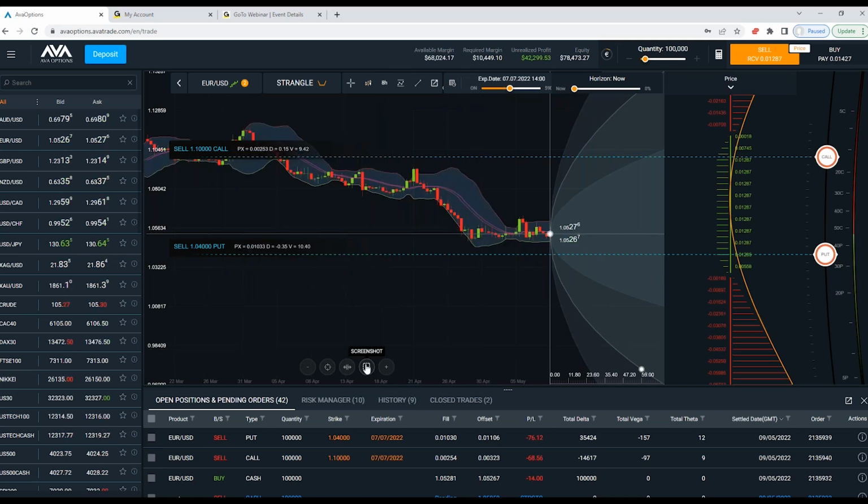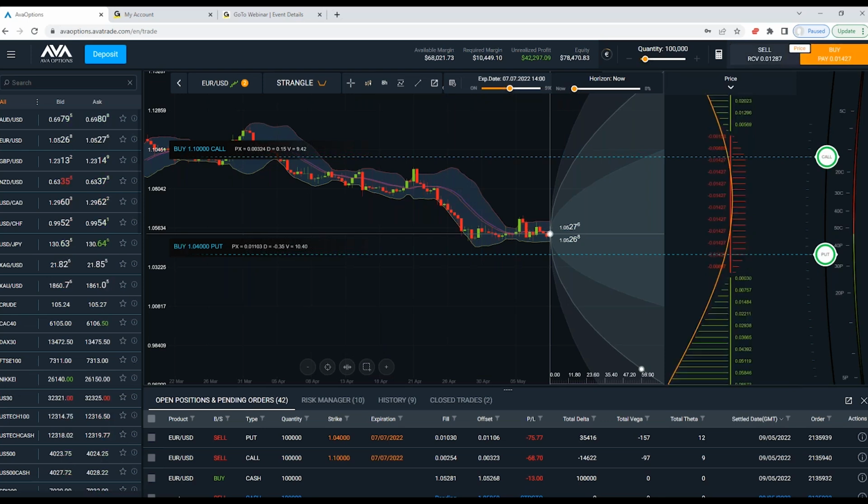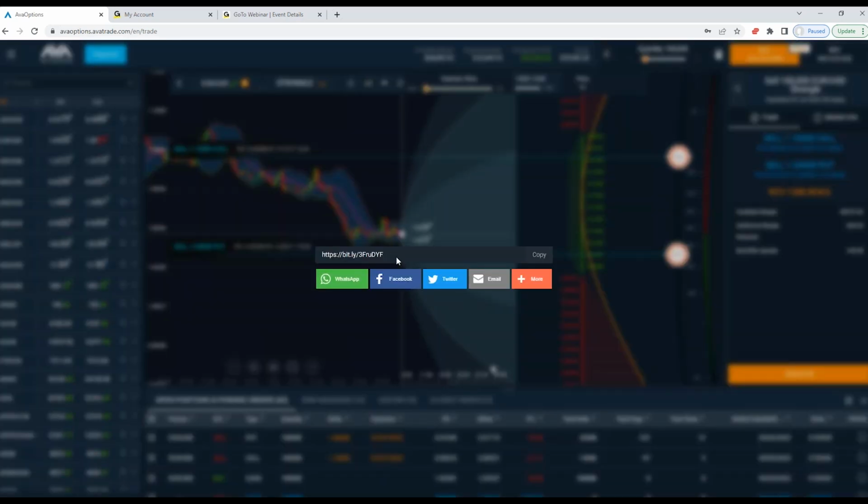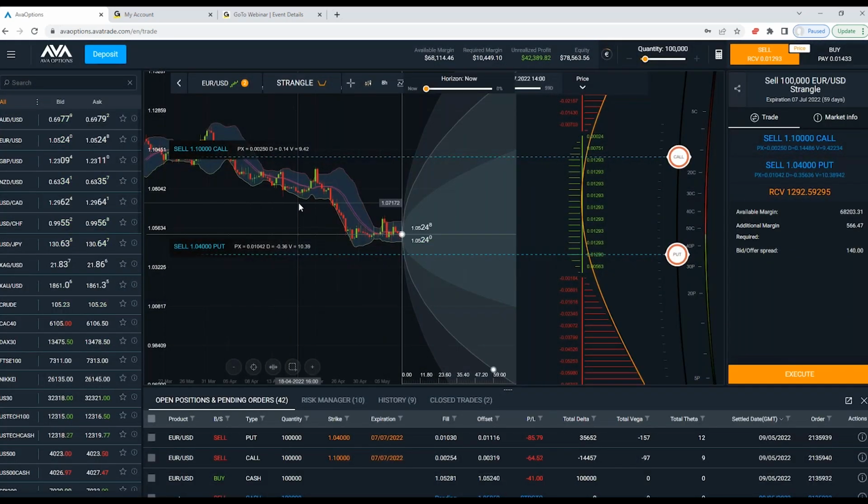You can also go here to take a screenshot and automatically save the trade and share it with your friends. When you like this trade, you click sell, and you want to share it with your friends, click the sharing button. It creates a link. You can copy that link, stick it in an email, or put it in WhatsApp, Facebook or Twitter, and share it with your friends. They can click that link and automatically see the exact same trade in their platform ready to execute, which is a really nice way to build up a community and show off your talents.